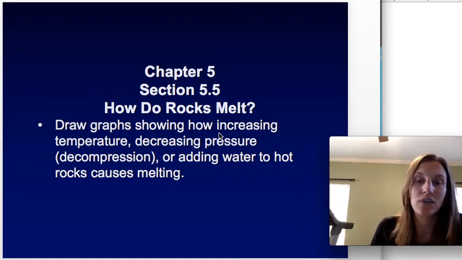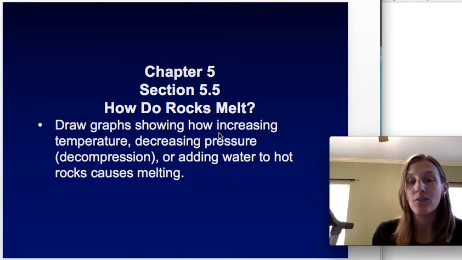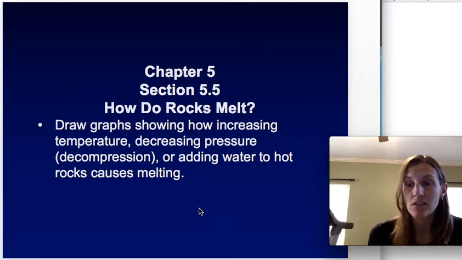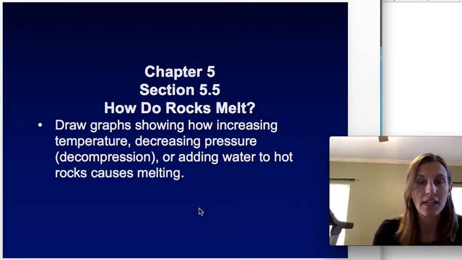In this section, we're going to look at some graphs, and you want to be able to, at the end, draw some graphs showing how if you increase the temperature, or decrease the pressure, which is called decompression, or add water to hot rocks, you can cause melting. So let's look at that.